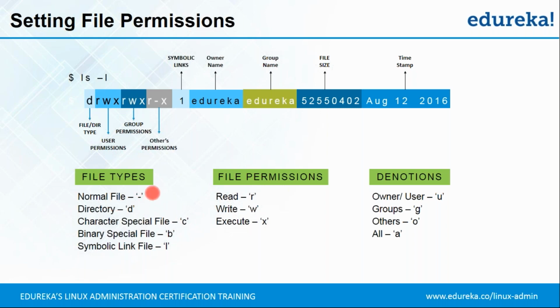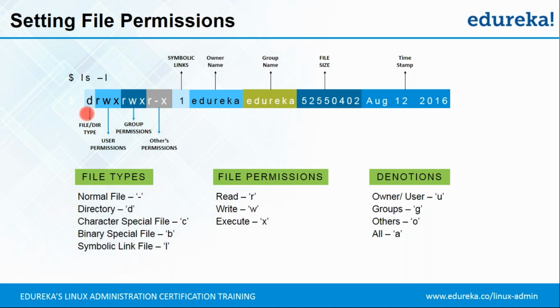If it's a hyphen, it means the particular file that has been listed is a normal file. If it is C, it means it's a character special file. If it's B, it's a binary special file. And if you have an L here, it means it's a symbolic link file. So you'll have the file name here, and along with that, all these details of that particular file.